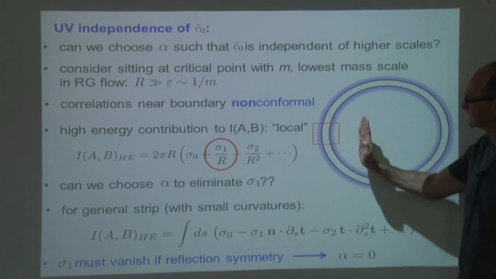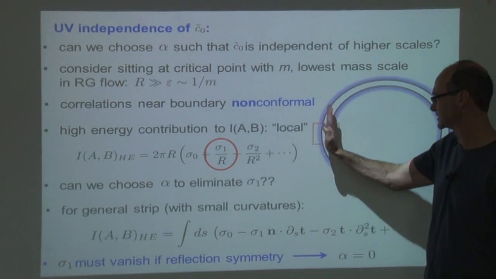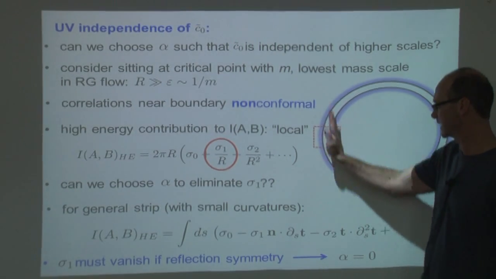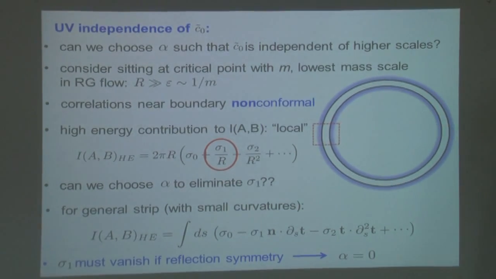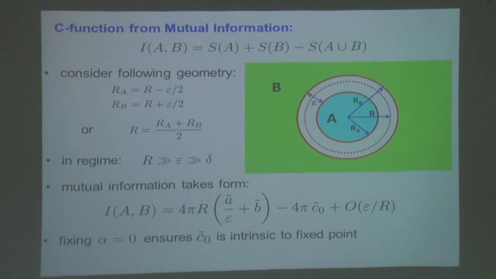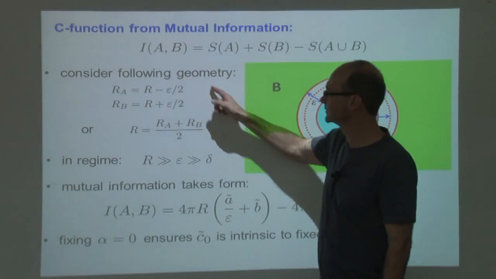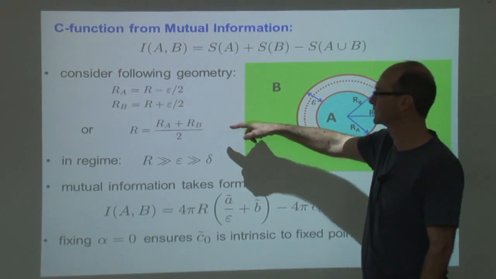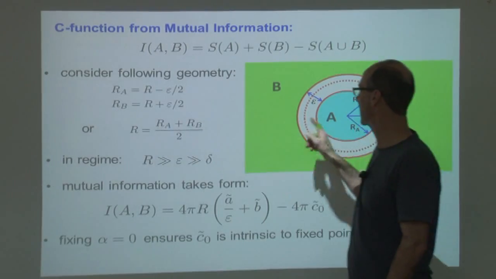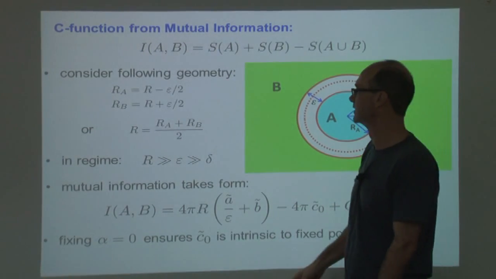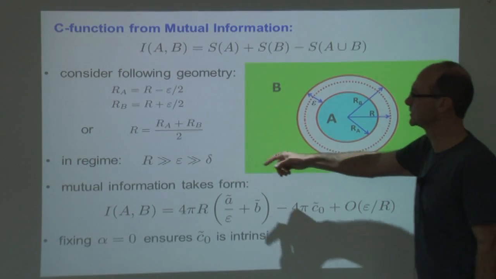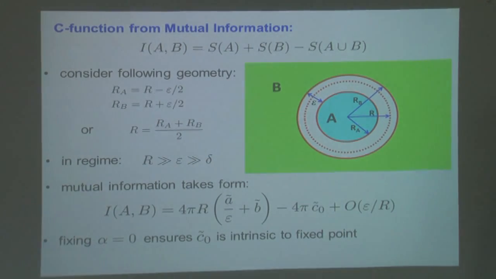I.e., I should take my dotted line in the previous construction and put it smack dab right in the middle, which corresponds to alpha equals 0. And so the claim is that's the prescription. Those formulas that I had before simplify a little bit. R is now the average of the big and the small radius.